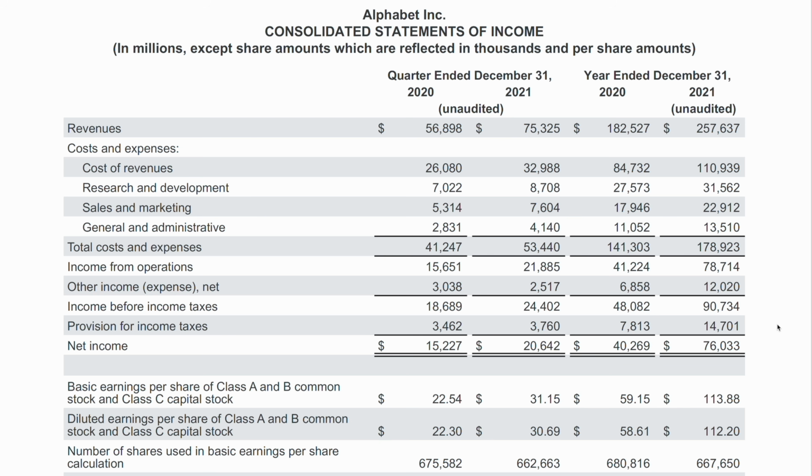Now, to get Google's gross profit margin, it will take a few steps. The first step you do is you take revenue of $257.6 billion, and then you deduct cost of revenues right here of $110.9 billion. If you do that, you will get Google's gross margin, which is $146 billion. Now, if we divide this gross margin that we just calculated of $146 billion by its revenue of $247.6 billion, you will get a gross margin percentage of 57%.